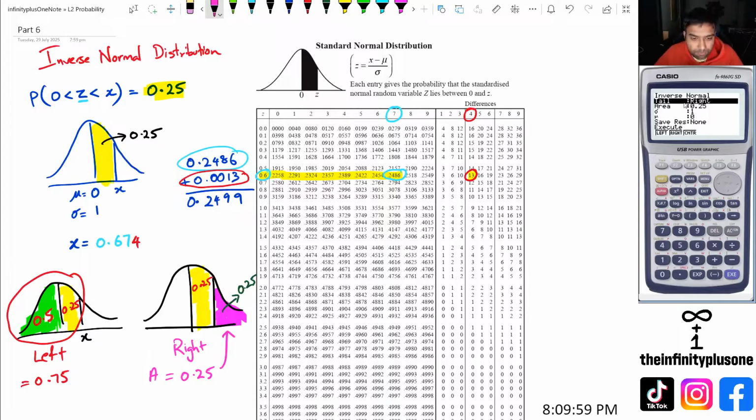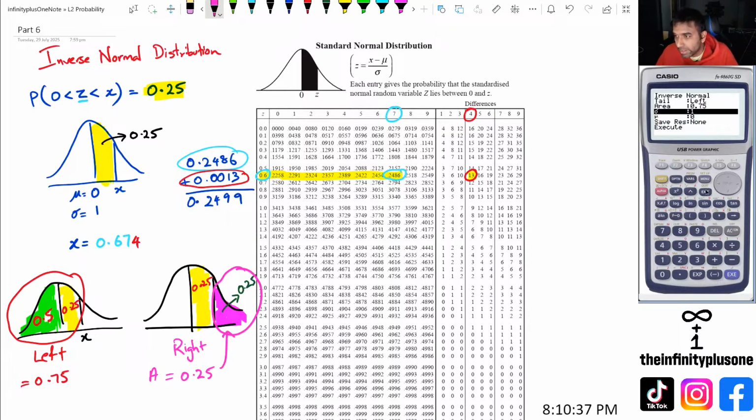And then you're pretty much good to go at this point. So when we go into the calculator, I'm going to do the left tail first. When I go left tail, I'm going to put the area as 0.75, because when you look at the diagram I've drawn, the left tail is the red circle there, and the right tail is the pink circle there. So we're going to put 0.75, the standard deviation as 1 and the mean as 0, and when we press equals, we get x equal to 0.674.